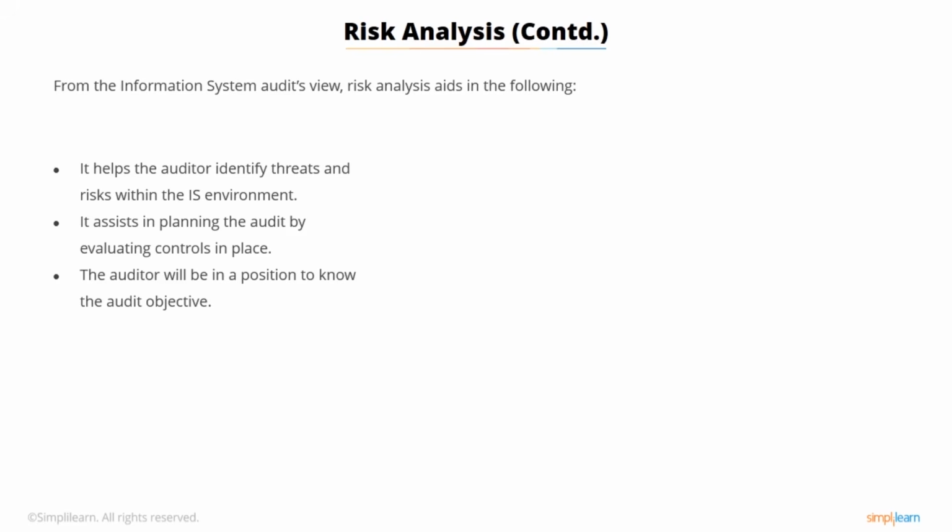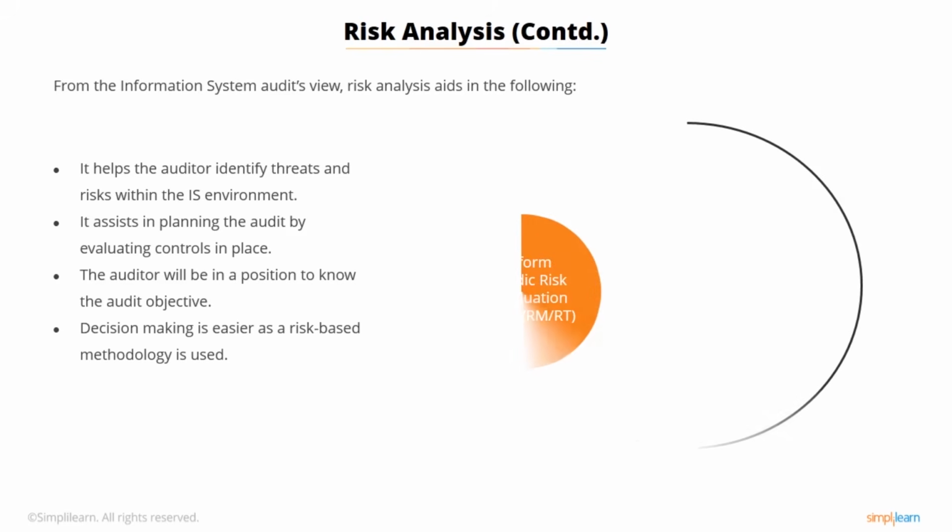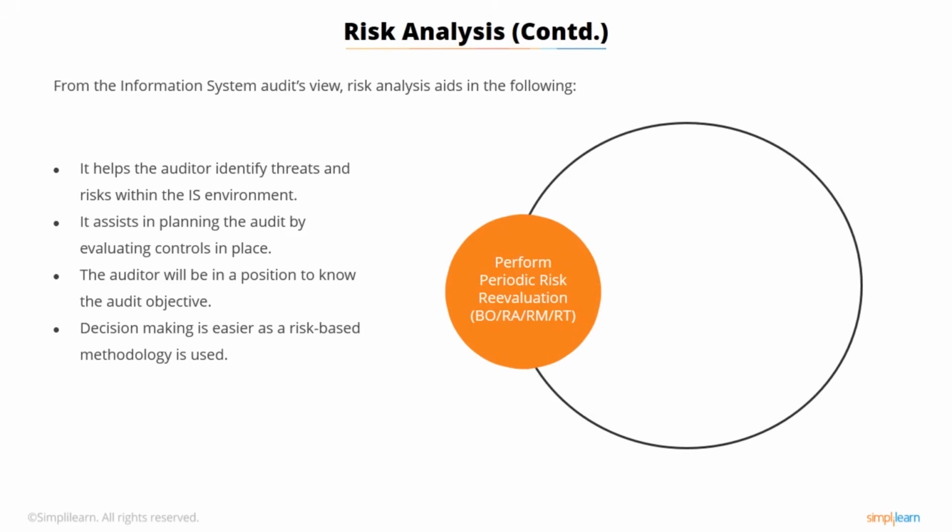You're basically testing to see if the controls in place appropriately and adequately mitigate the threats and risks you've identified. This makes decision making a much easier process when you're using risk-based methodology. Now on the right-hand side of the screen here, you see several steps. These are actually occurring initially in a linear fashion for our initial audit, but then in an ongoing basis.